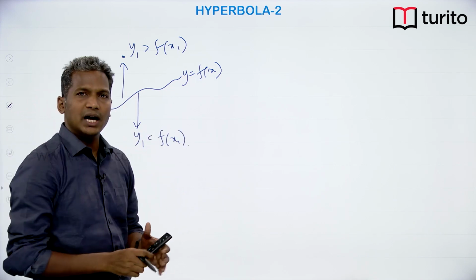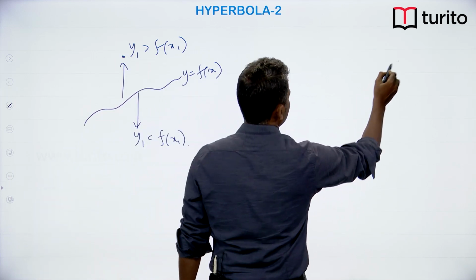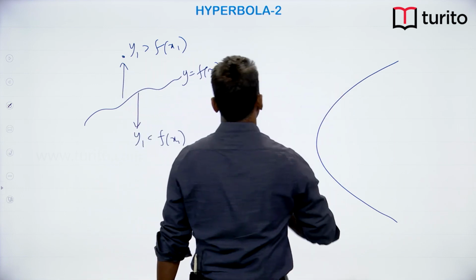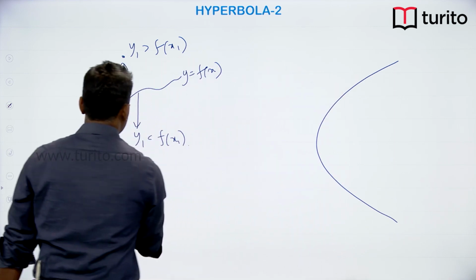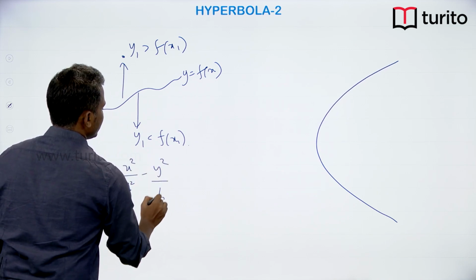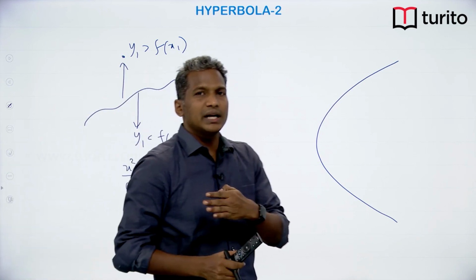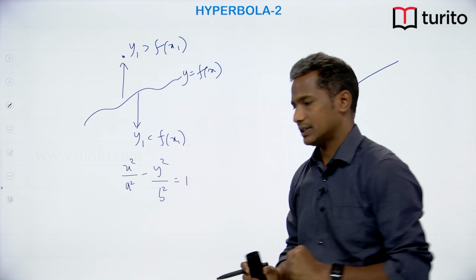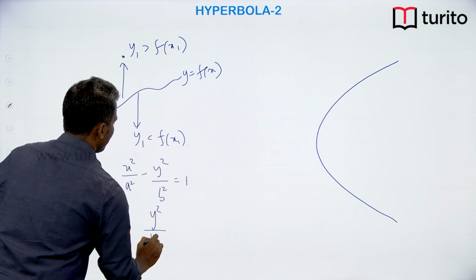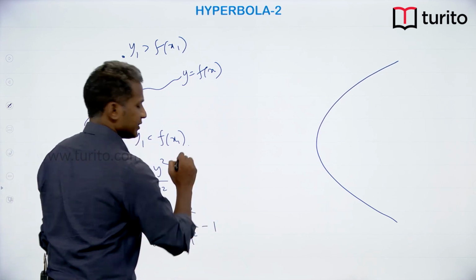Now, suppose I use the same idea for the hyperbola, then what happens? Let us say I apply it for only one branch of the hyperbola. So, here the equation is x square by a square minus y square by b square equal to 1. If I keep only y on one side and take everything else to the other side, we can write this as x square by a square minus 1.